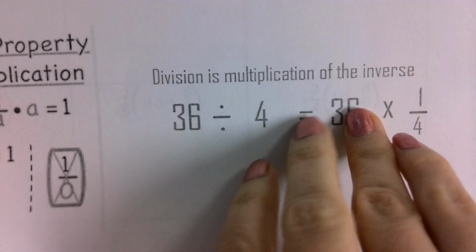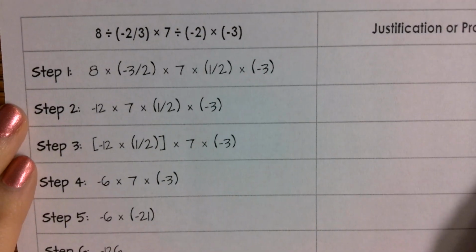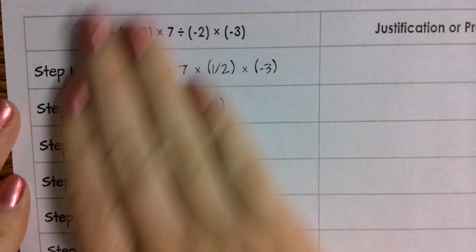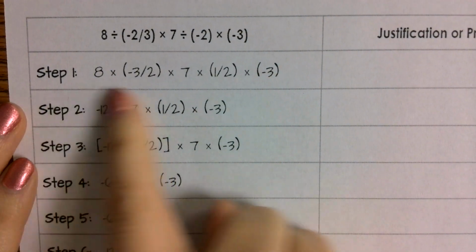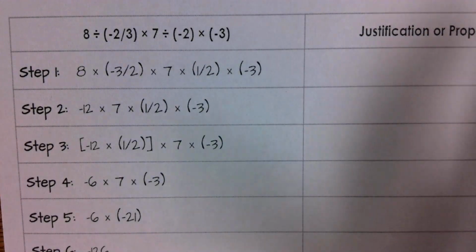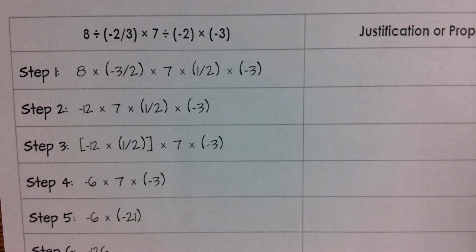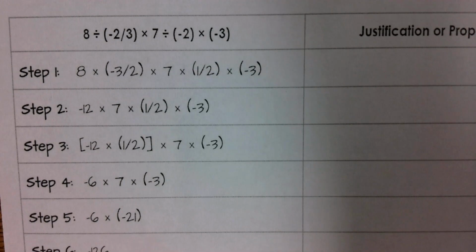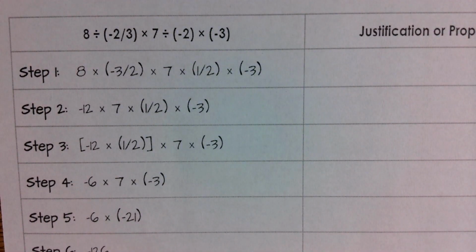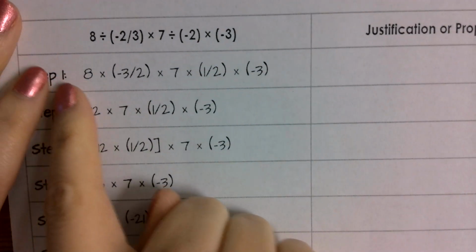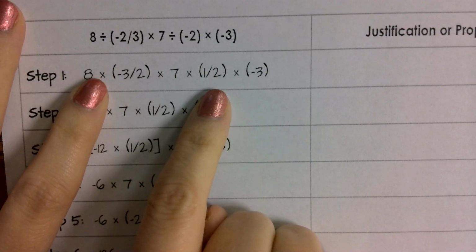Okay, what I want you guys to do is flip it on over to the back. You're going to see a problem that has been worked out, and what I want you to do is, based off of each of the steps, identify what property potentially was used. And I want you to take your highlighter and highlight where you saw the property happen. So let's do this first part together.